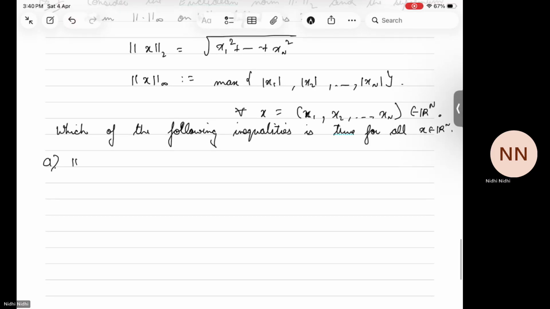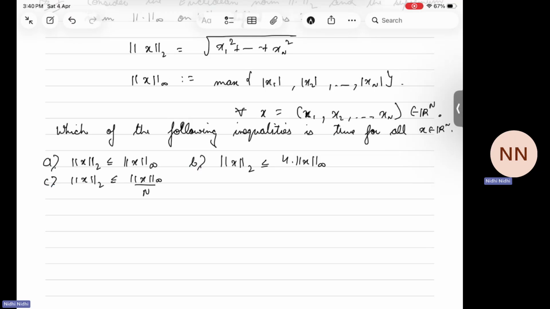Option A, the Euclidean norm is less than or equal to the supremum norm. Option B, the Euclidean norm is less than or equal to 4 times the supremum norm. Option C, the Euclidean norm is less than or equal to the supremum norm upon n. And the D part is, the Euclidean norm is less than or equal to root n times the supremum norm.